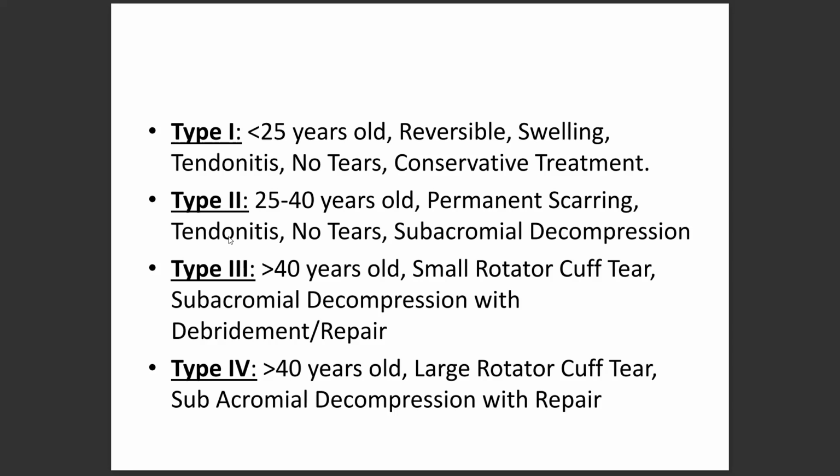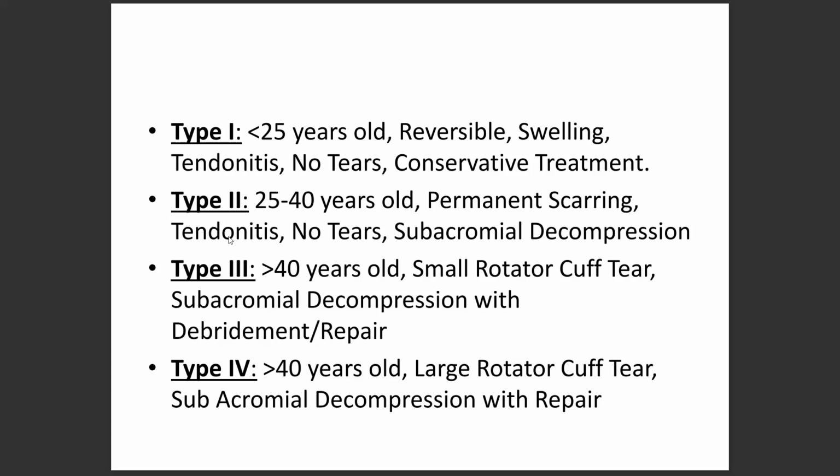They will be mostly between 25 and 40 years. Permanent scarring होगी, tendonitis होगी. Again, there will be no tears, but here it would not be possible to control it with conservative treatment. So there might be a need for subacromial decompression. Subacromial decompression would be present in type 2, 3, and 4 as well. This is the same term which we discussed previously, subacromial decompression, which is actually the shaving of that extra acromion, abnormal acromion, which is also known as acromioplasty.